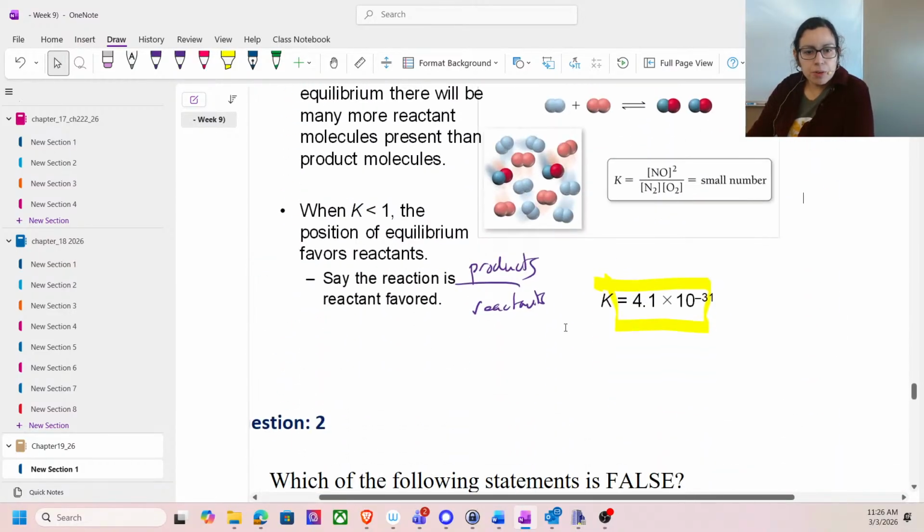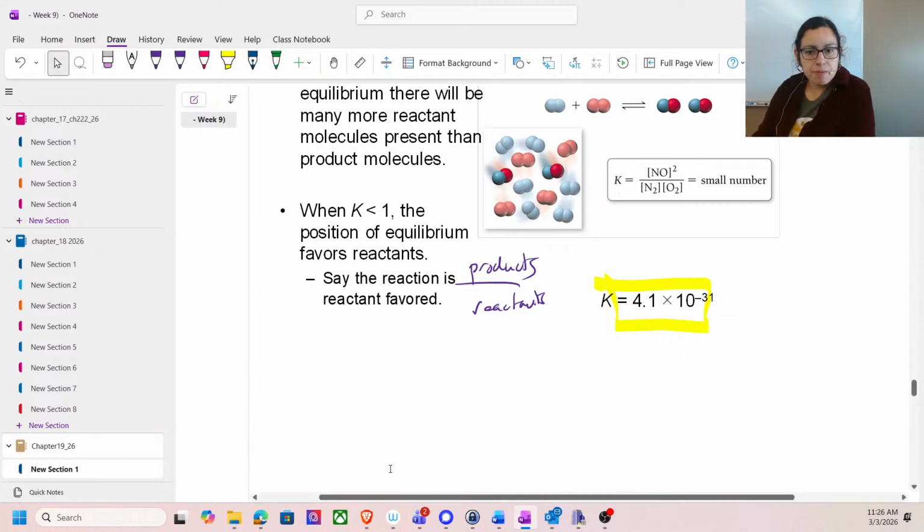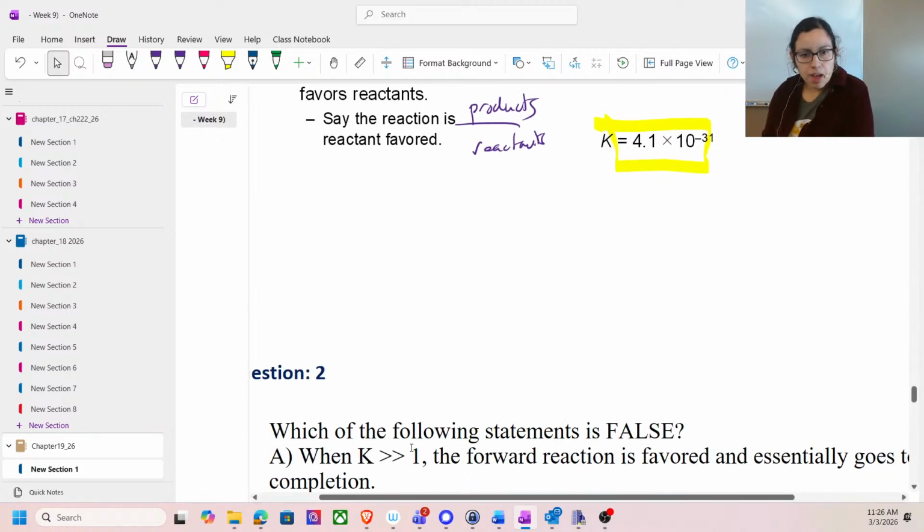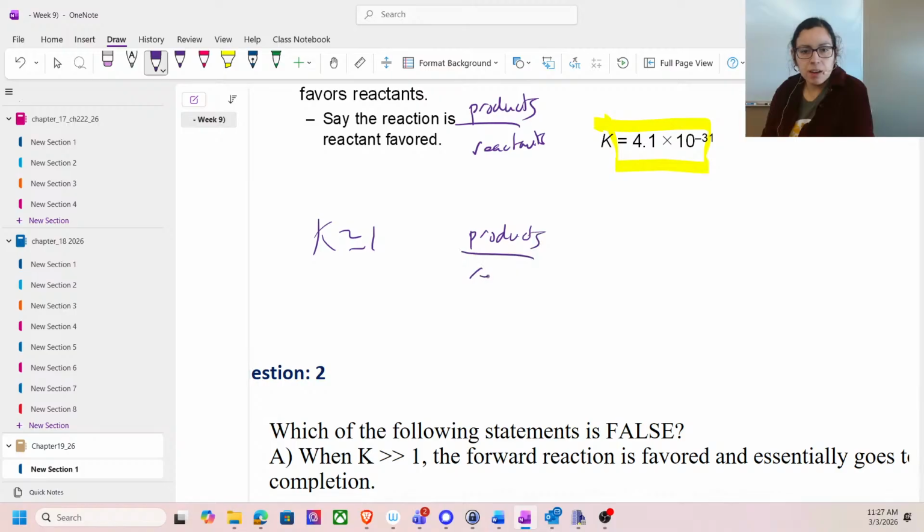And then, of course, we didn't really cover it, but we could have K that's close to 1, and then obviously the implication is that the products and reactants are at least somewhat similar. But obviously, you'll have to do math to get the exact value based on the exponent.